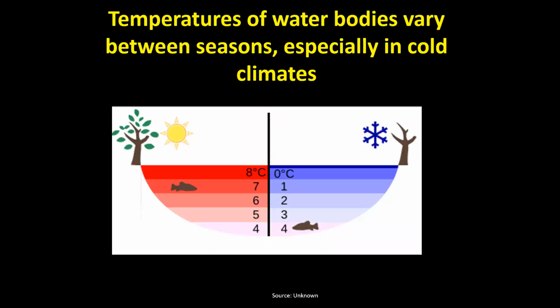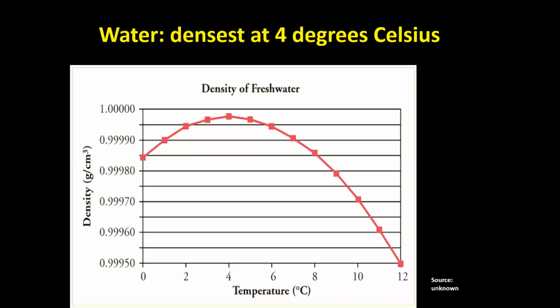Okay, if you look at water bodies in temperate climates, especially cold climates, you'll see that there are temperature changes between summer, where it's warmer at the top and colder at the bottom. But in the winter, they're actually warmer at the bottom and colder at the top. So they're reversed. And how this happens is because water is a bit peculiar in terms of how it changes its density over temperature ranges.